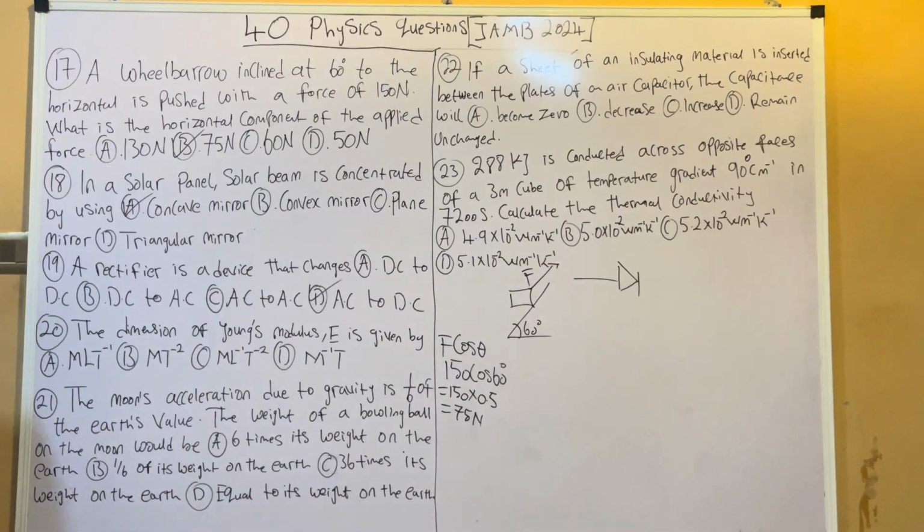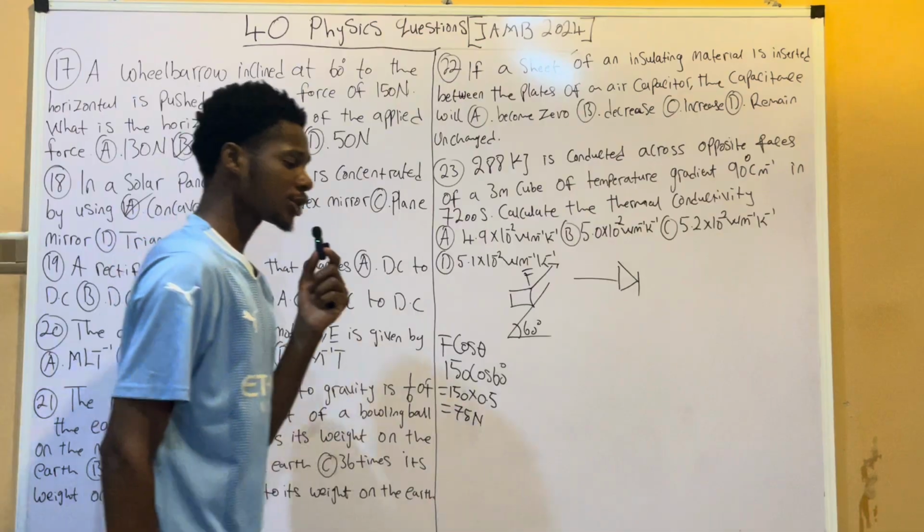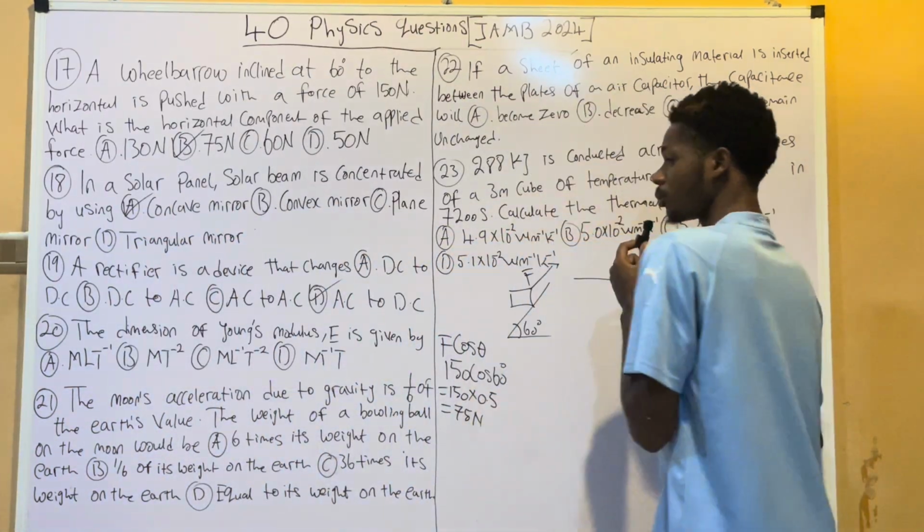Now for number 20, the question says the dimension for Young modulus E is given by. What is the dimension for Young's modulus?